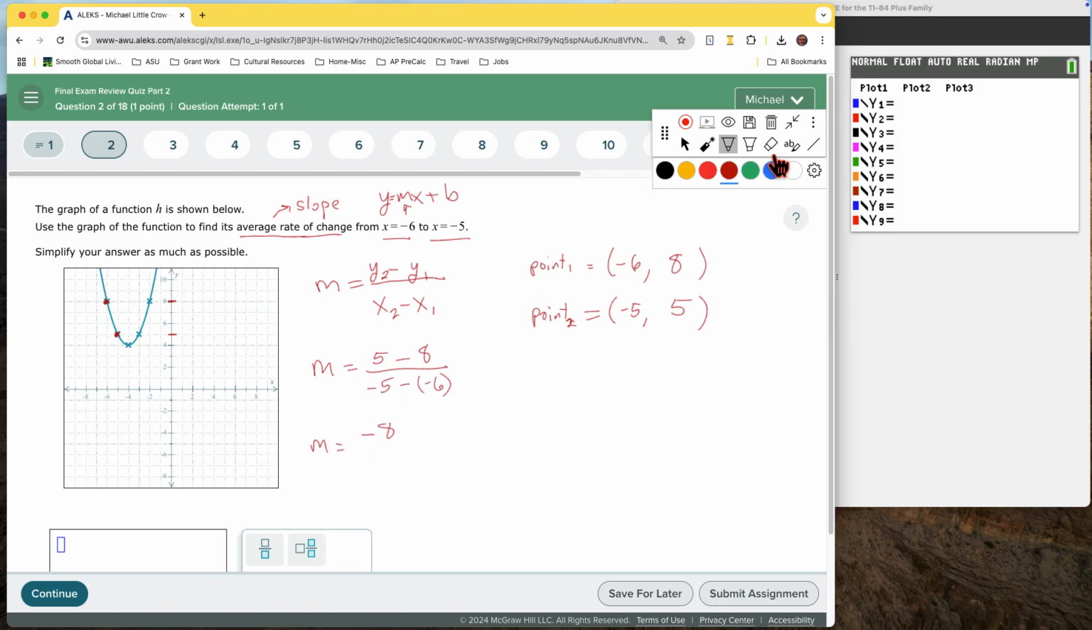That's -3. I don't know if you do this, but I do this all the time: I'll say one thing and write something else. Our minds are thinking differently, so be careful as you write through things. -5 minus minus, so that makes a plus. So I'm thinking -5 plus 6, that's going to be +1. So our slope is just -3. That's what we're going to enter down here.